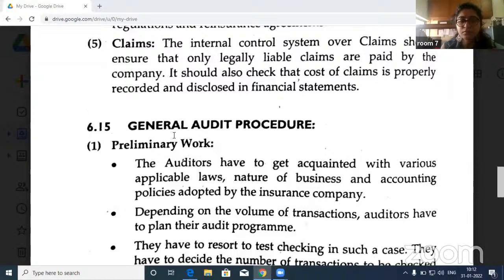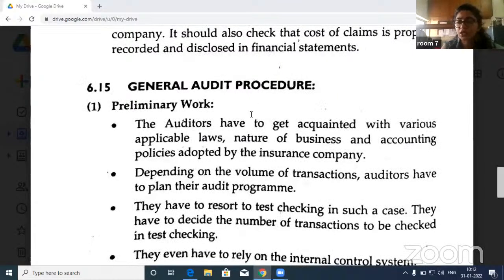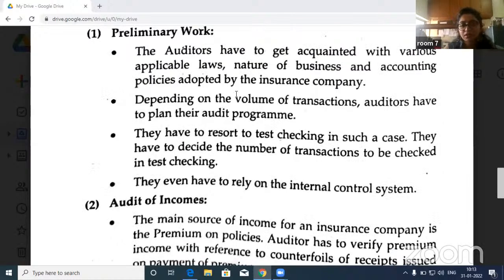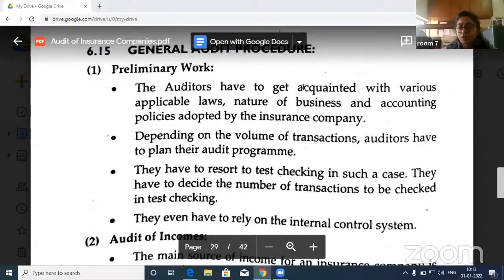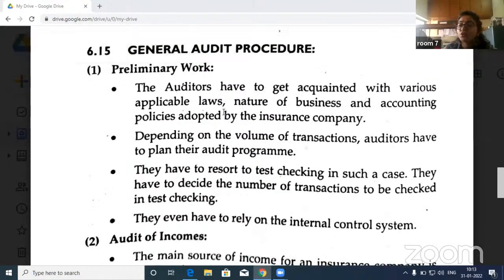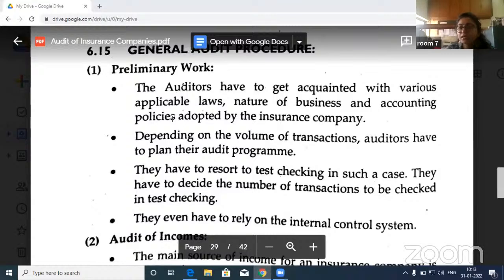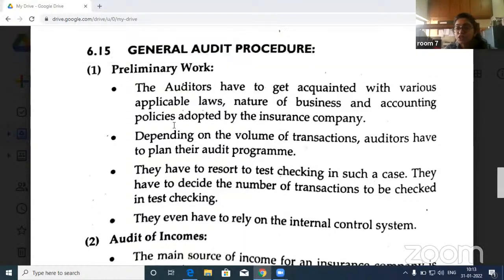Okay. Now this is the general audit procedure. Procedure means how the audit work starts and how it ends. So first is preliminary work. What is preliminary work? You should know what the laws are, how the business is running, and what accounting policies are adopted by the insurance company. You should be well acquainted with the company, with its rules and laws. If you don't know the rules and laws of the company, how will you check whether the company is true and fair?